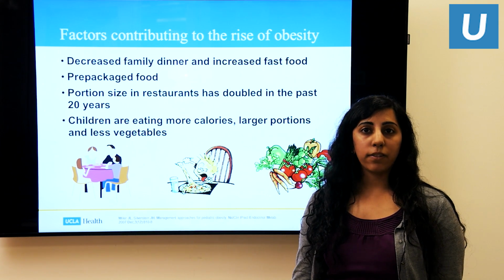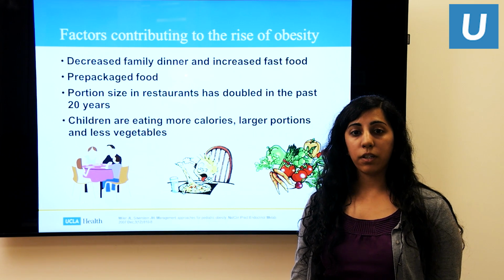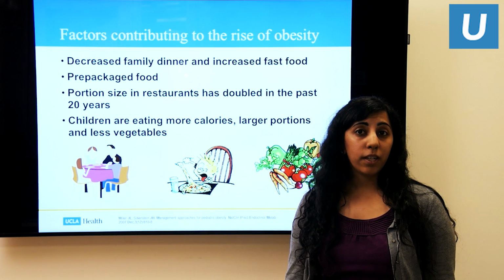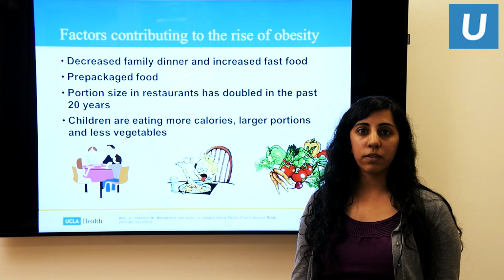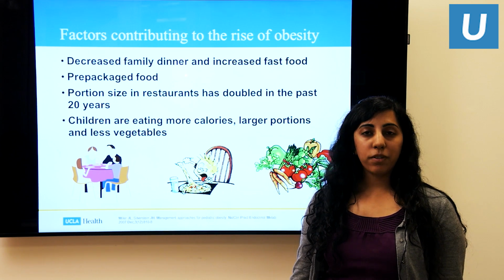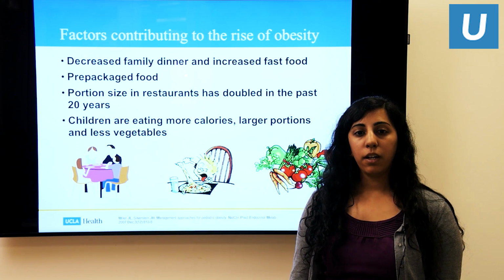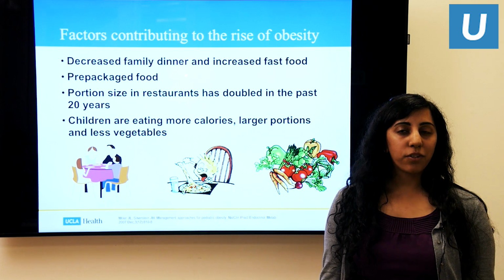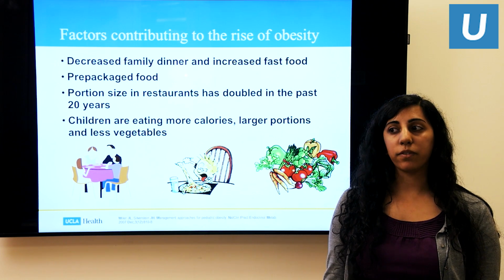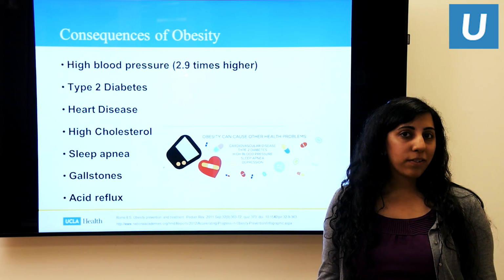There's increasing reliance on prepackaged food, which can be higher in fat, lower in nutrition, and sometimes higher in sodium. And then even when you're going out to eat in a restaurant, the portion size has increased. It's actually doubled in the last 20 years. And so we're having a more difficult time judging what portion size is the correct amount for us to eat. So overall, children are just eating more calories, much larger portions, and much fewer vegetables than they were in the past.